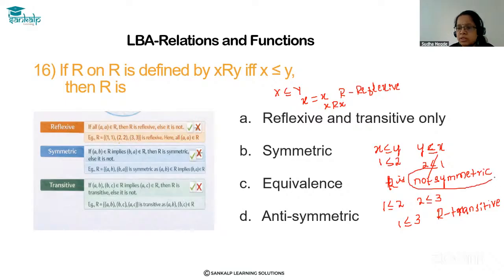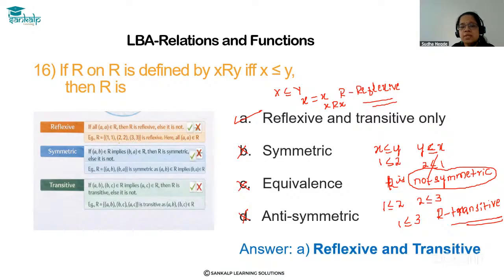Since it is not symmetric, it cannot be equivalence relation. You can discard this too. Reflexive and transitive only. We have proved it is transitive and reflexive also. Therefore, option A is correct. Since it's not symmetric, you cannot take this also. Therefore, final answer is reflexive and transitive only. Option A is correct. Thank you.